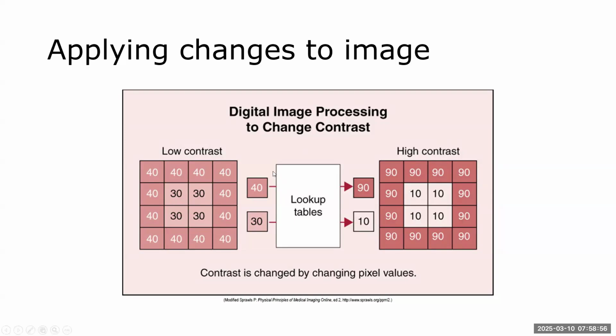So once a lookup table has been applied, then everywhere there was a 40, there is now what? A 90. And everywhere there was a 30, there's now a 10. So do you see how this is going to display as higher contrast than this one? Because there's greater difference between the pixel values and the shade that is assigned to it. Make sense? Okay.